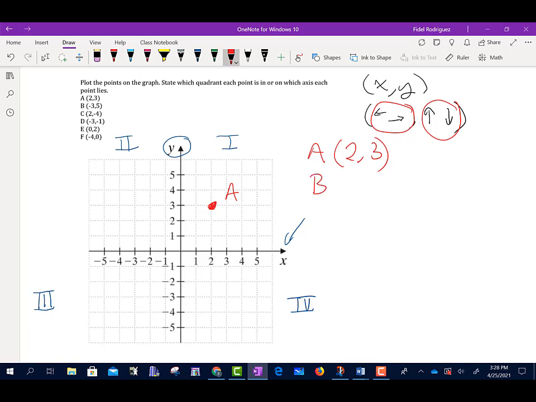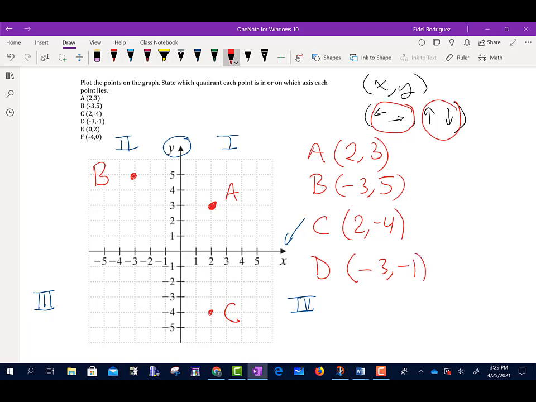So let's do the same thing for the point B. Remember, we always start in the middle. It's negative 3 and 5. Since it's a negative 3, I'm going to go 3 to the left, and then come up 5, and here's my point B. Let's do C. C is the point 2 and negative 4. So I'm going to move to the right 2, and then down 4. There's my point C. Then point D is the point negative 3 and negative 1. So I'm going to move 3 to the left and then down 1.